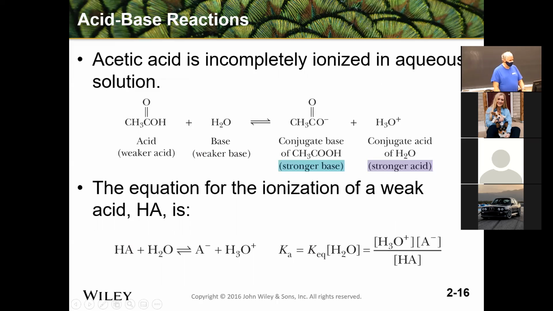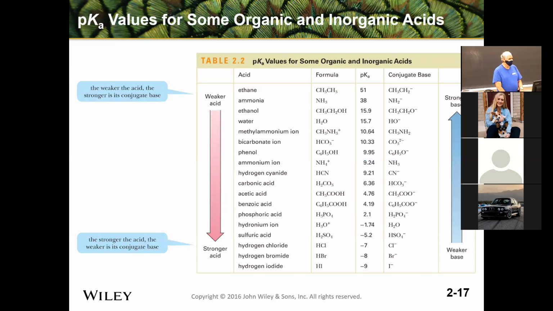The Ka is the equilibrium constant for the ionization of a weak acid. The larger the Ka, the stronger the acid. pKa is minus the log of the Ka. This goes in the opposite direction from the Ka. So a small Ka would result in a large pKa.